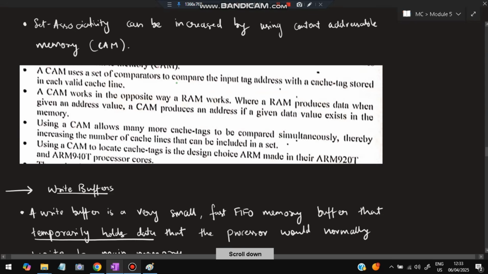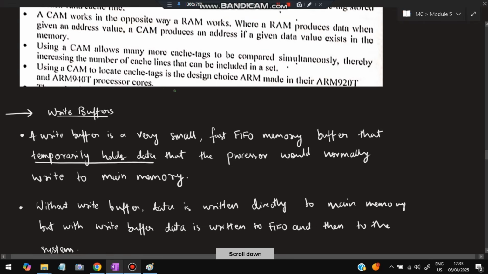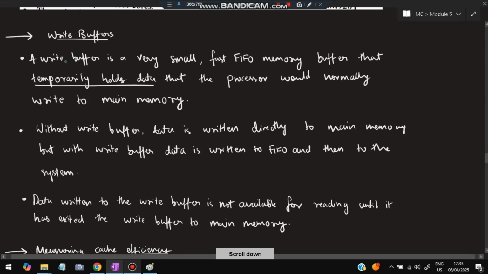Okay, so that is the content addressable memory to increase the performance of the set associativity. Now, we had discussed the write buffer, right? This is the main memory, and between the main memory and the processor, you'll be having an MMU. In between the MMU and the cache, you'll be having a write buffer. What does the write buffer do?